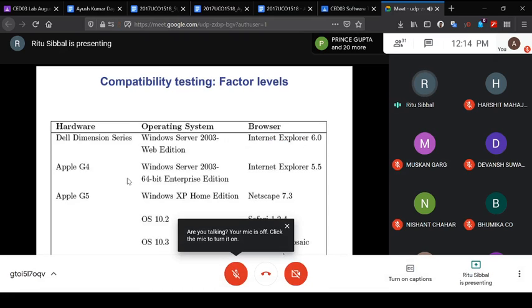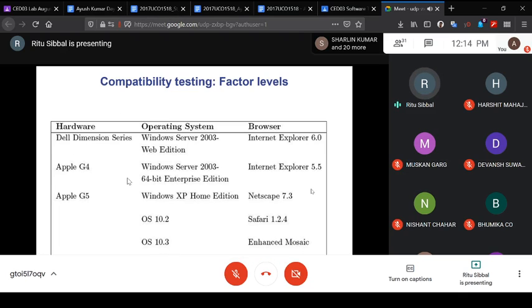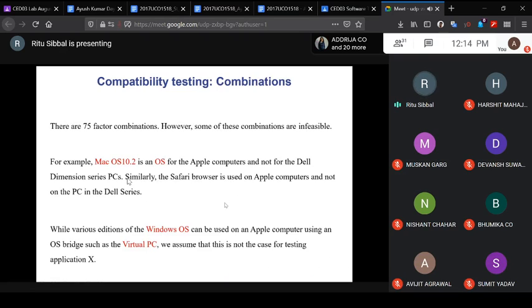All right. So ये हो गया. अब ये hardware, OS और browser हमारे factors हैं और ये इसके levels हैं. ठीक है ना, ये इतने सारे levels हो सकते हैं जिसपे हम ये, this is the environment for our web application X. It can run on this machine, it can run with this operating system, it can run with this browser. So these many, you just imagine the number of combinations we can have. So there are 75 factor combinations.